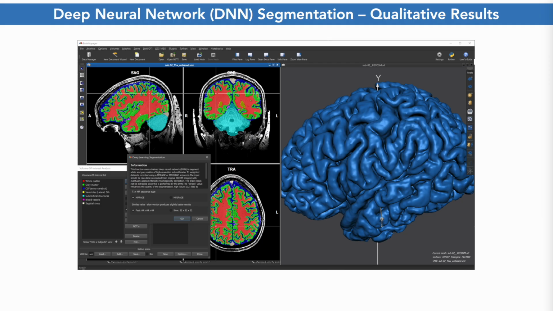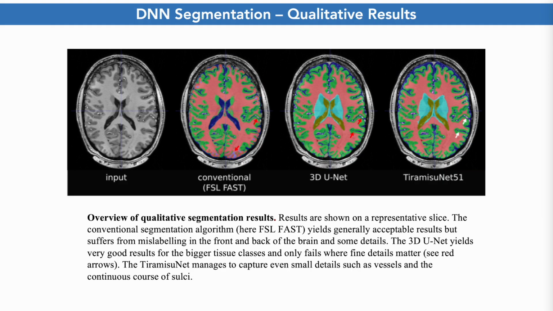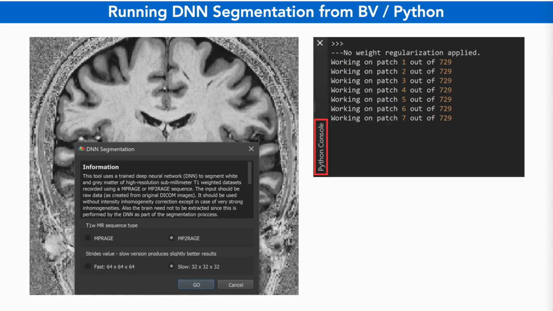Where I use other tools at the moment, but I might switch to using this also. And here is just a comparison with other segmentation tools, standards like the UNet, conventional FSL FAST. And basically, this TiramisuNet, at least in the data we had, outperformed these tools. There are also some numbers I don't have the time to show.